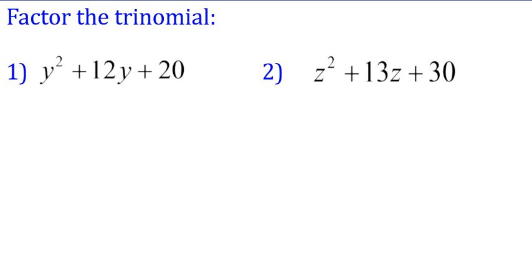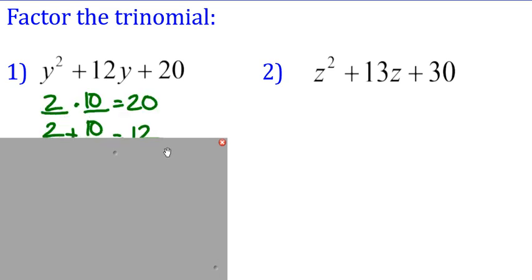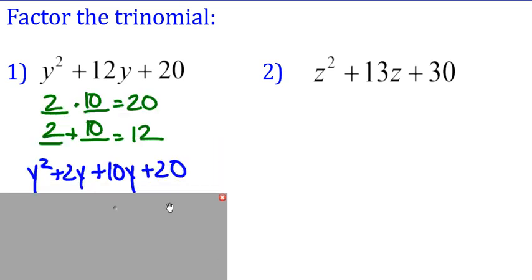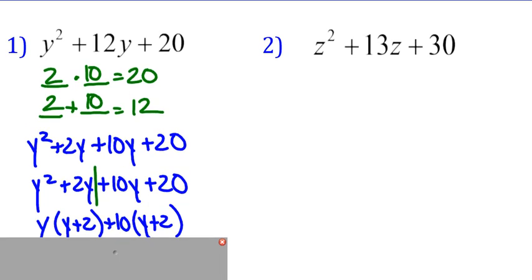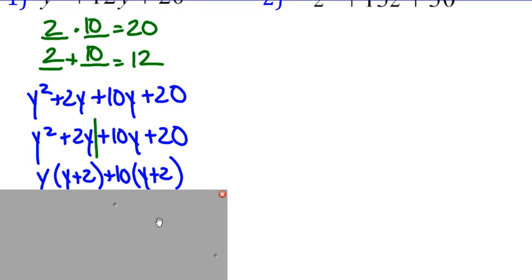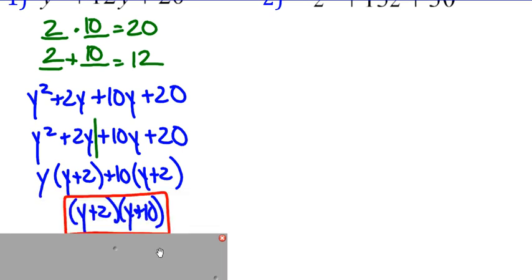We know 10 and 2 will multiply together, get 20, and add to give us the 12. So again, we could write it with the 4 terms, and looking at and splitting into pairs and dividing out the common factor from each pair. Our first pair we could divide out a y, the second pair we could divide out a 10. So we have y times y plus 2 plus 10 times y plus 2. Y plus 2 is being multiplied by y and 10, so here are our 2 factors.